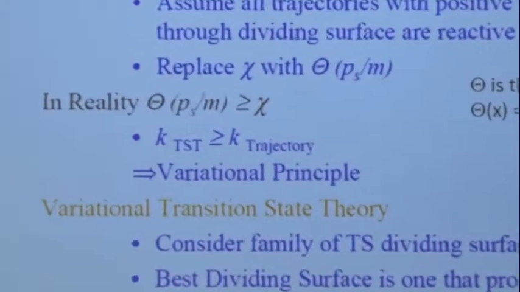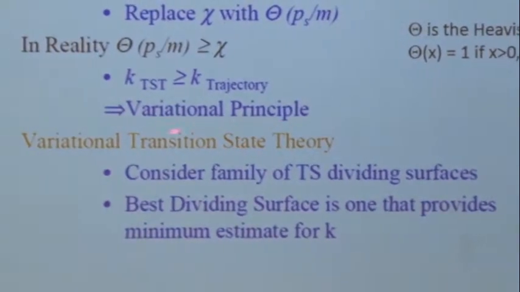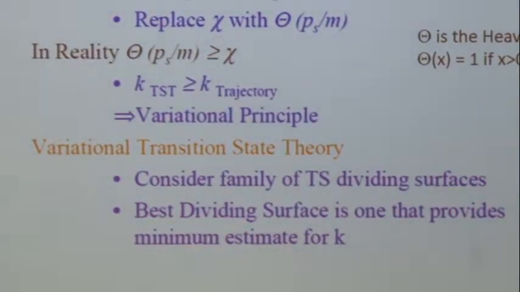So we always are going to overestimate what the real rate is. So the k that's calculated by transition state theory with that assumption is always greater than or equal to the real rate you would get. And so this implies there's a variational principle. That leads to the idea of variational transition state theory, where you say, let's try different dividing surfaces, and we'll try to find the dividing surface that gives the smallest rate, and that should be the closest to the truth.